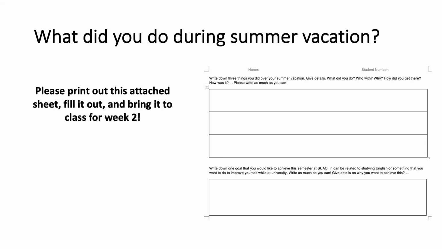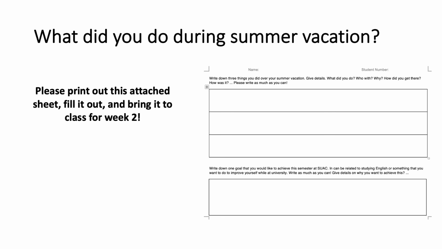All right, finally, this is an on-demand class, so unfortunately we won't have a chance to communicate with each other. So I have a print here. Please download this, print it out, and write as many things as you can about things you did during summer vacation. And please write them in detail. Don't just write one sentence, but write as much as you can about 3 different things. And then below that, I'd like you to write something you'd like to achieve this semester.